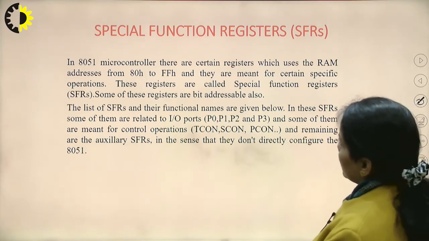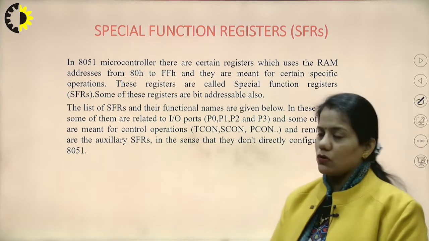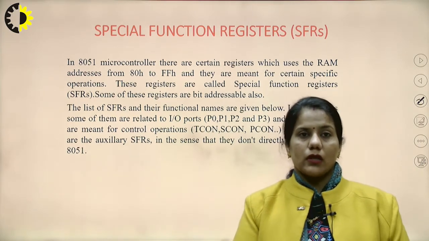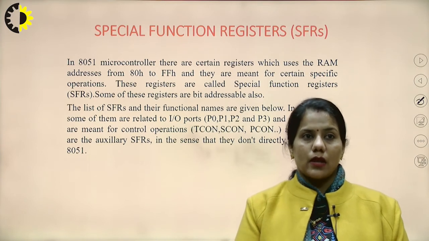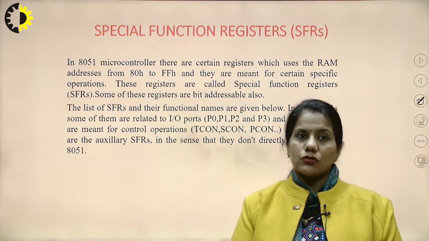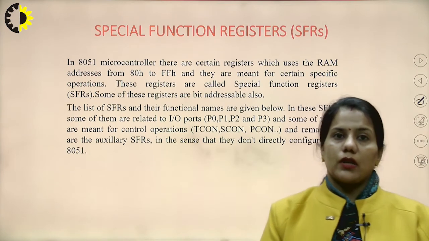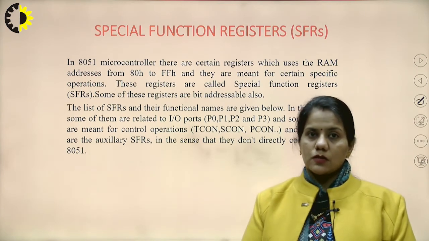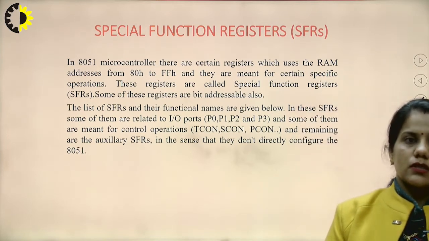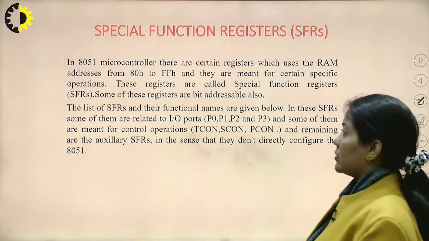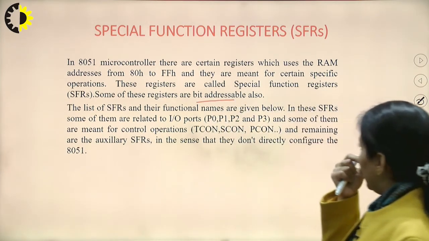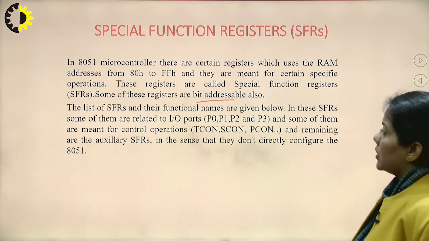The first feature that I'm sharing today is special function registers, which we call the SFRs also. In 8051 microcontroller, there are certain registers which use the RAM addresses from 80H to FFH, and they are meant for certain specific operations. These registers are called the special function registers. Some of these registers are bit addressable also. So this is very important. The list of SFRs and their functional names are given below.